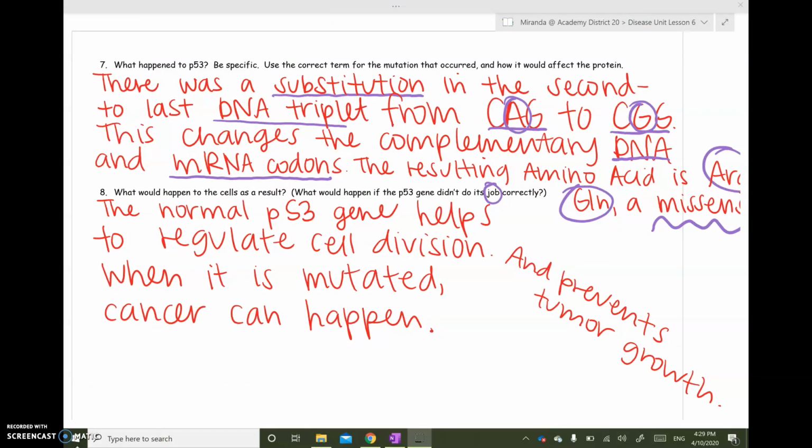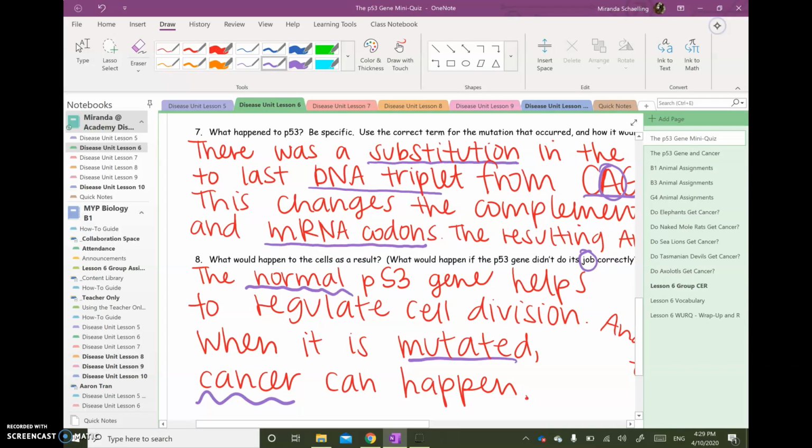So now we want to say what would happen if the P53 gene did not do its job correctly. So I said a normal P53 gene helps to regulate cell division and prevents tumor growth. When it's mutated, cancer can happen. Okay, and so that's all we really need to say for that question.